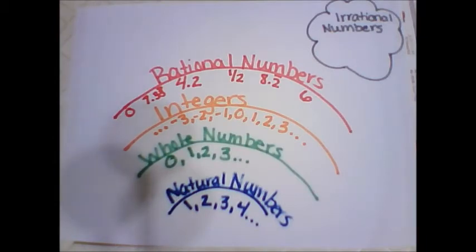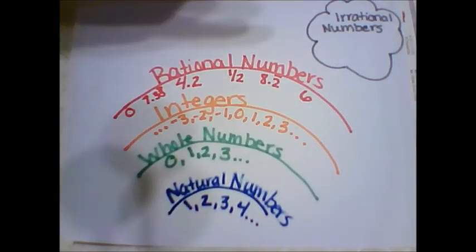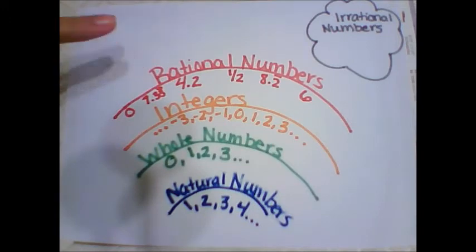So I'm not going to go too much into detail about irrational numbers, but as you can see, I have drawn a cloud and put the term irrational numbers there. We're not going to be talking about that term during this video. However, there will be another video coming up soon just about irrational numbers. But I want you to understand that in the world of real numbers, irrational numbers coexist with rational numbers, integers, whole numbers, and natural numbers.